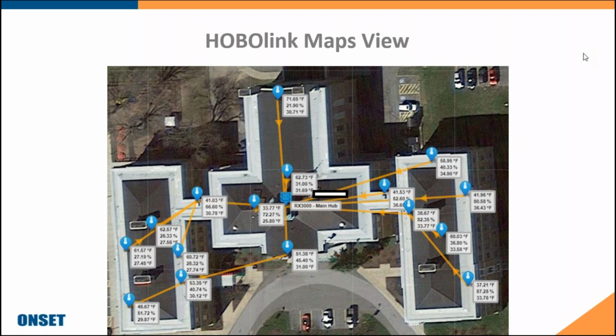This is a still image, but if you were actually on your HOBOlink account page and you hover over the map or over one of the sensors on the map, it'll also show you what the signal strength is from that data logger, as well as what the battery level is for that particular sensor.